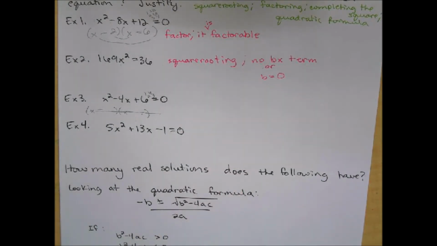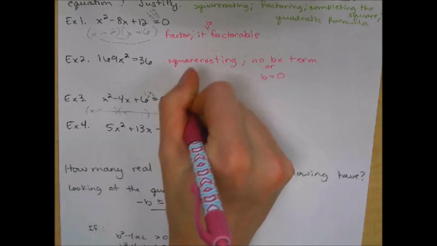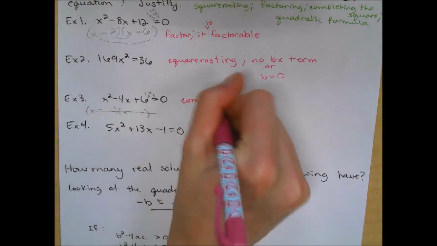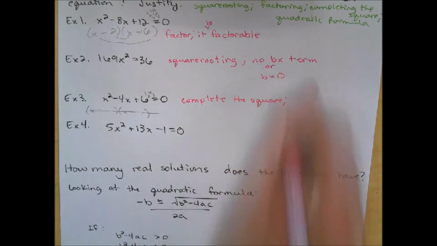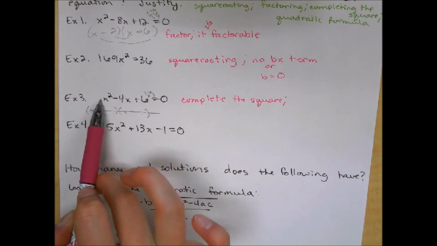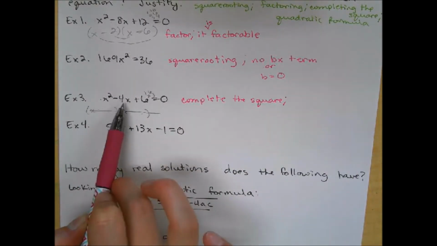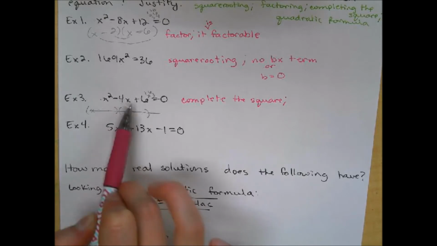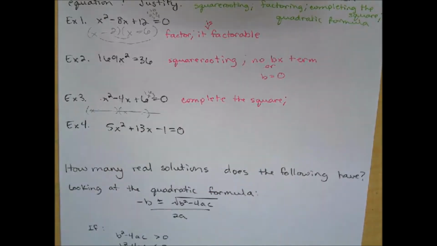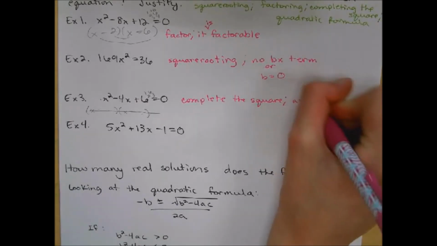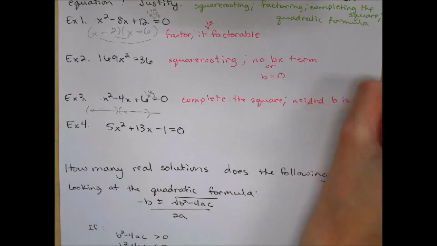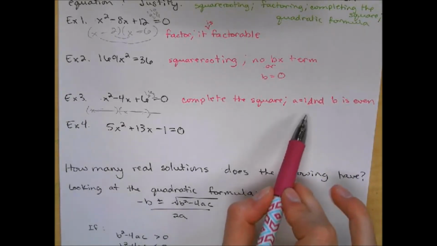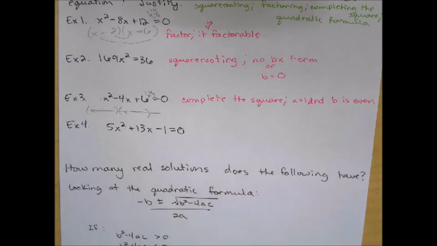Now I'm going to think about completing the square. I would complete the square on this one. Why? My a is 1. My b is even. I can easily split this in 2, add something to both sides in order to turn it into that square rooting type of problem. So again, my a equals 1, and the b is even.